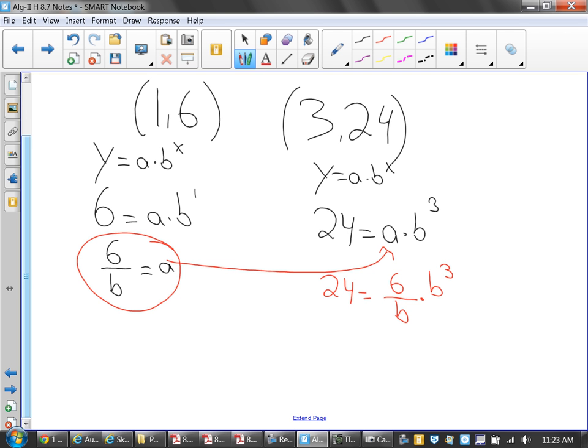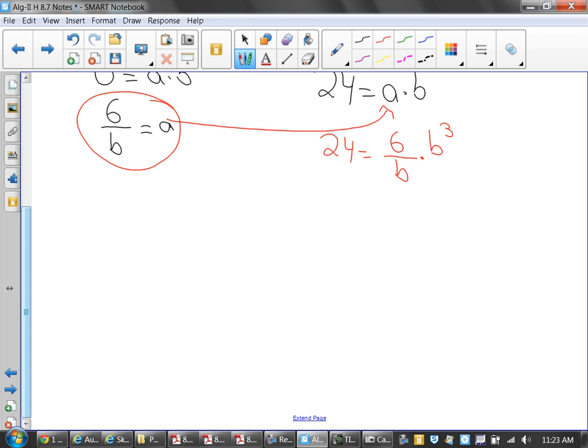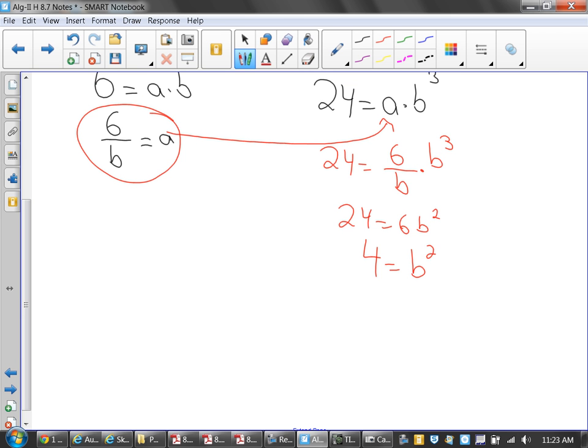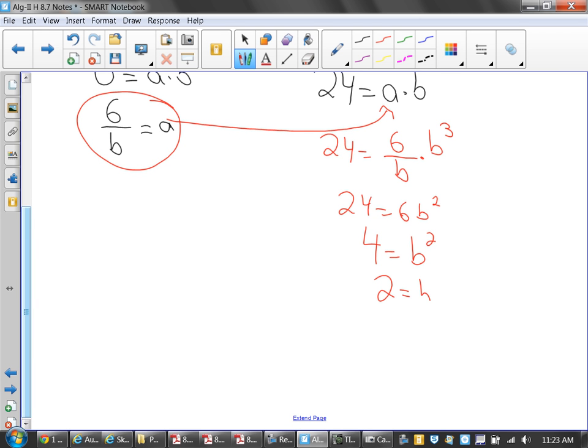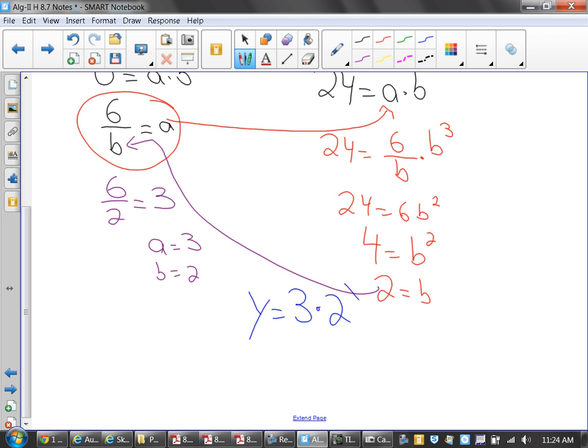How can I simplify that? Can you cross out a b? Yeah. So you get 24 is 6b squared. Divide by 6. And b is 2. In these, we only have to worry about the positive one. Okay. Now, what do you think you have to do? So a is 3, b is 2, which means the model, or the equation, would be y equals 3 times 2 to the x.